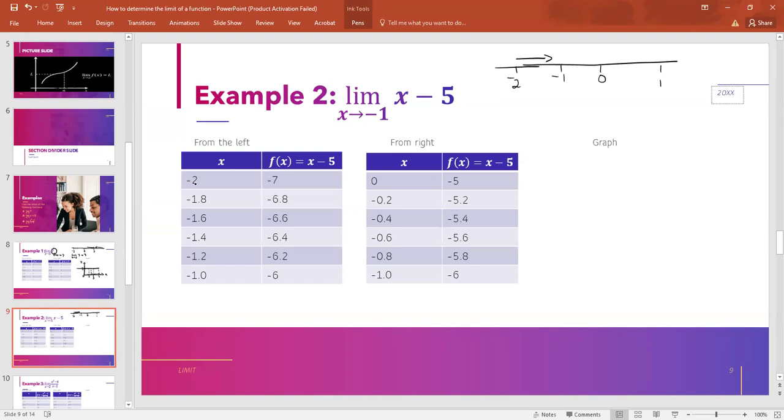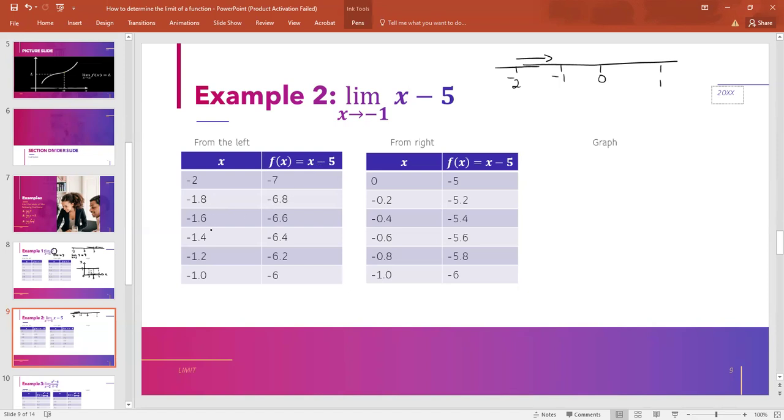When x equals minus 2, wherever you see x in your f of x here, you replace it by minus 2. So you're going to have minus 2 minus 5. The answer is minus 7. When x equals minus 1.8, remember we're going towards minus 1. So we have x equals minus 1.8. We replace x by minus 1.8 and the answer is minus 6.8.